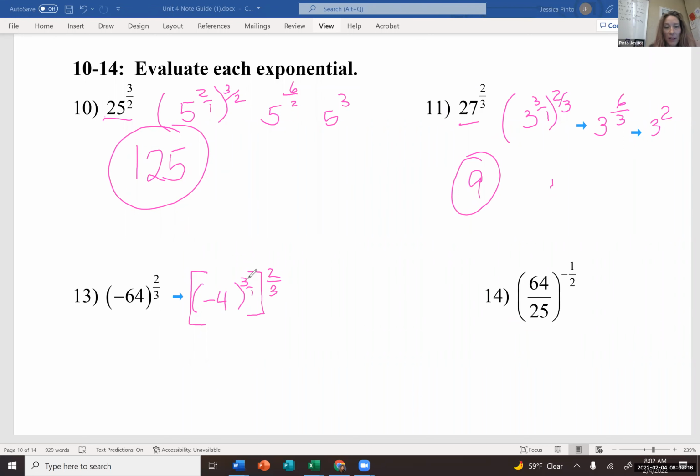So hopefully you're seeing here, oh, the 3's are going to cancel. This is just going to be negative 4 squared. And negative 4 squared is going to become positive. 2 negatives make a positive. So this is going to become the numerical 16.